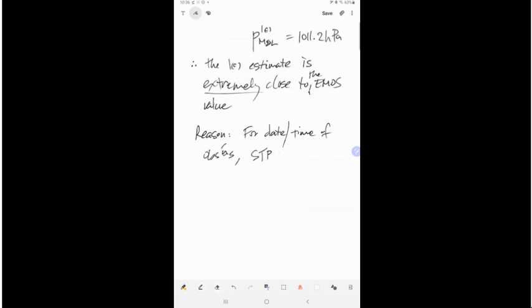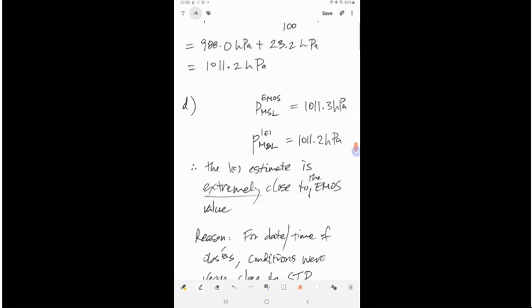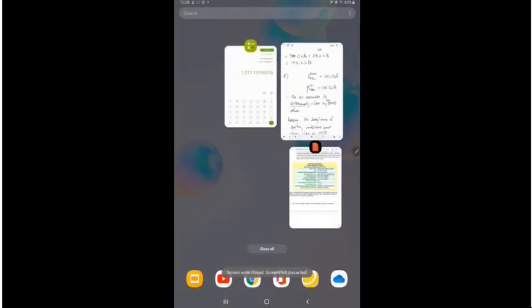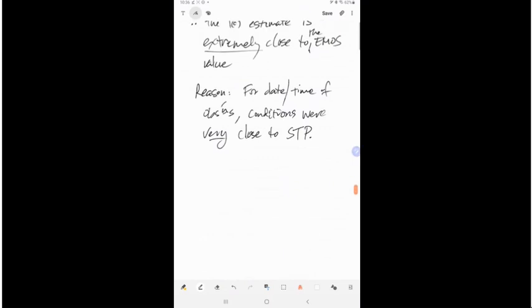Maybe that conditions, yeah, for the date and time of observations, conditions were very close to STP, standard temperature and pressure. And that's why we got such close values here. And again, don't be alarmed if, based upon you having different values to work with, you end up with values that aren't quite that close. That would be expected. This is unusual.